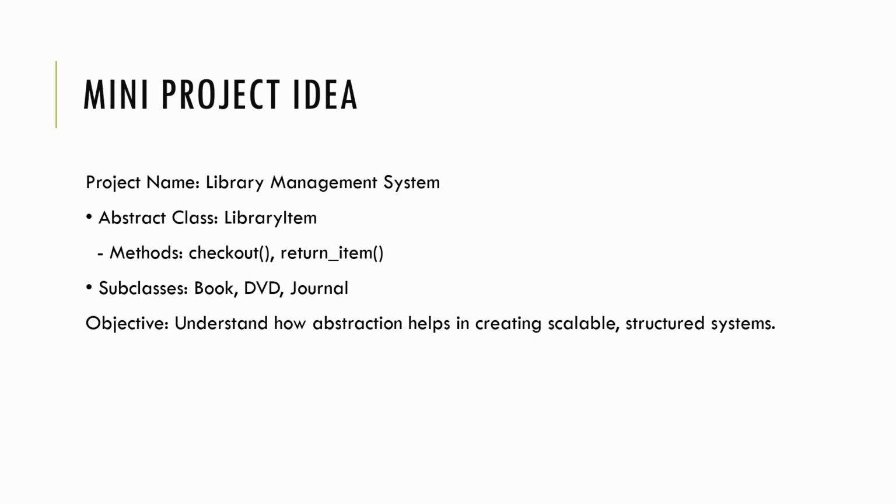Here's a mini project idea, a library management system. We will create an abstract class called LibraryItem with methods like checkout and return item. Then we will create subclasses for specific items like Book, DVD, and Journal. This will help you understand how abstraction can be used to create a structured and scalable system.